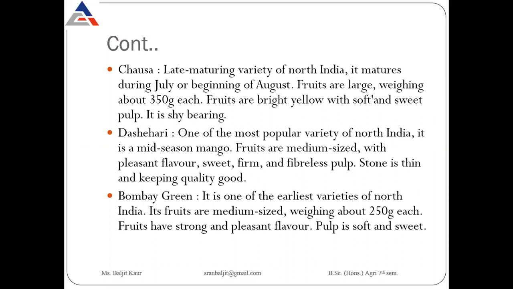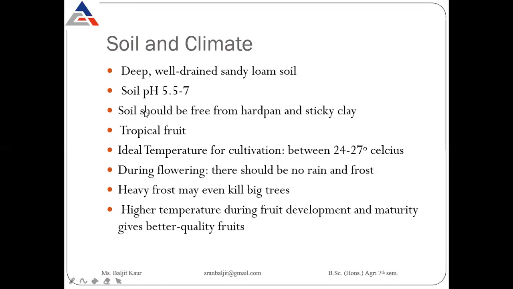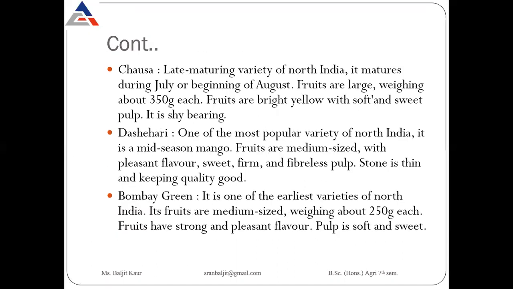The next variety is Bombay Green. Bombay Green is one of the earliest varieties of North India. Fruits are medium sized, weighing about 250 grams each, with a strong and pleasant flavor. The pulp is soft and sweet. So these are a few of the varieties of mango which are grown in India.